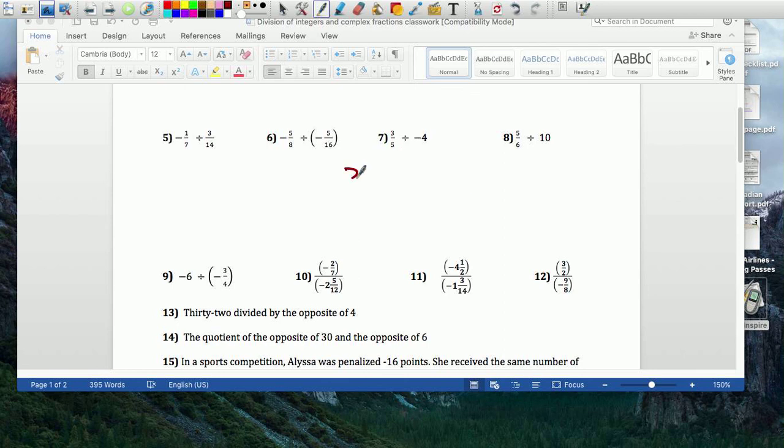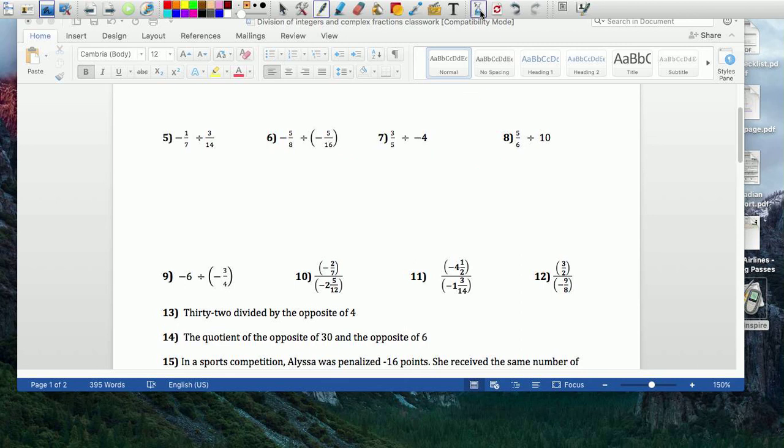Next one, 3 over 5 times, and let me put this over 1, 1 over negative 4. So it's a positive fraction and a negative fraction. It's going to get a negative answer. 3 times 1 is 3. 5 times 4 is 20. Okay.